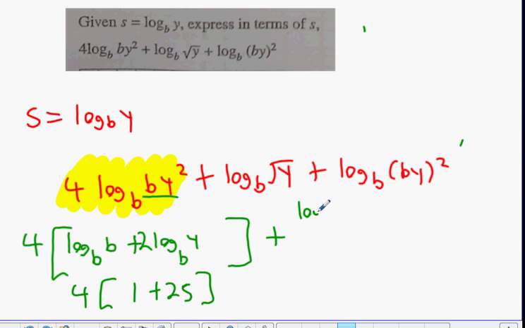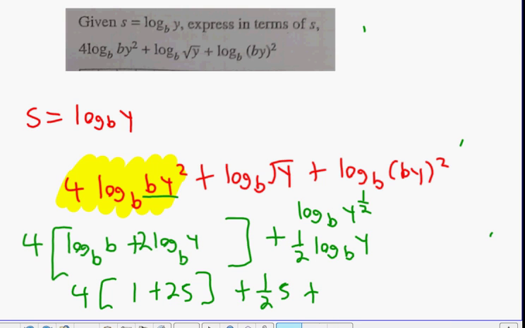Log b y to the power of a half. Bring the half. A half log y base b. What is y base b? S. So a half s. Then at the very end, bring the 2 to the front. You can do it several ways. Okay, I'm just going to work on this one now.